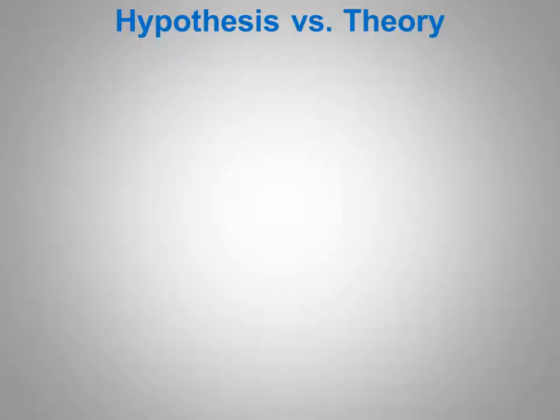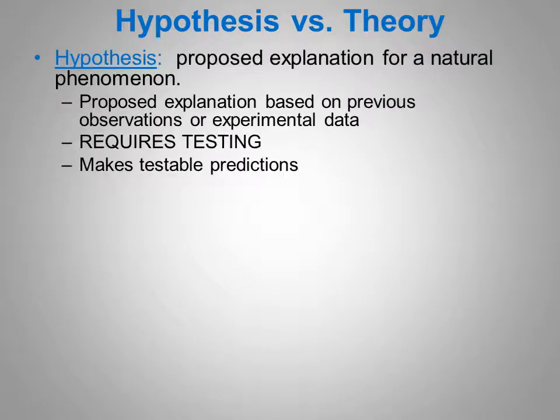Here we should briefly highlight the difference between a hypothesis versus a theory. In the scientific world, a hypothesis is really a proposed explanation for a natural phenomenon, as we've stated. These explanations are based on either previous observations or experimental data. It requires some testing, and then you can make some testable predictions.